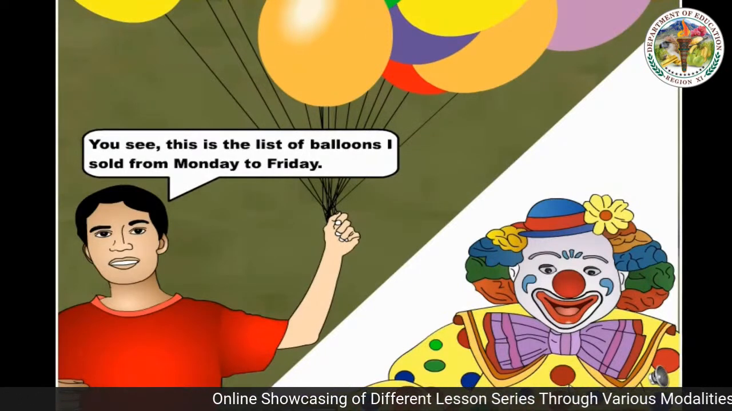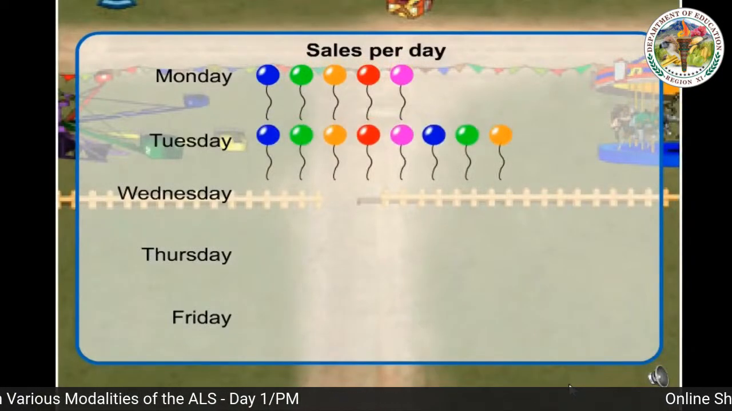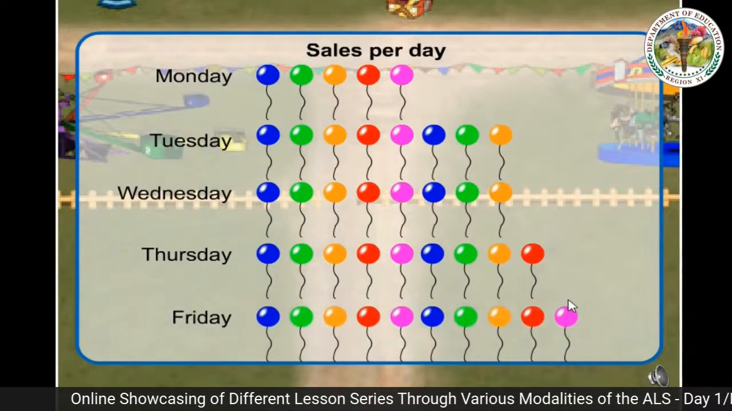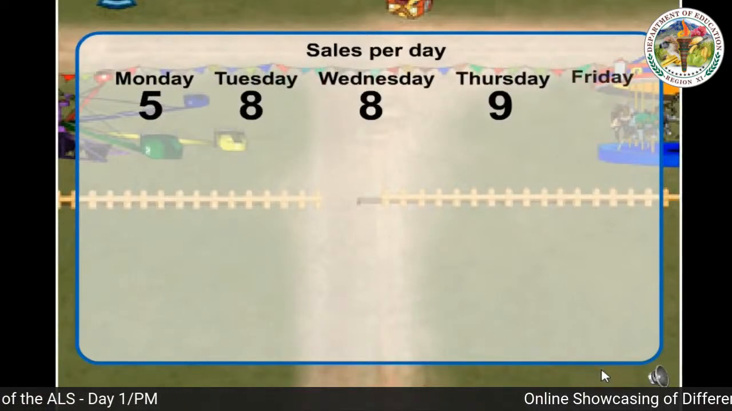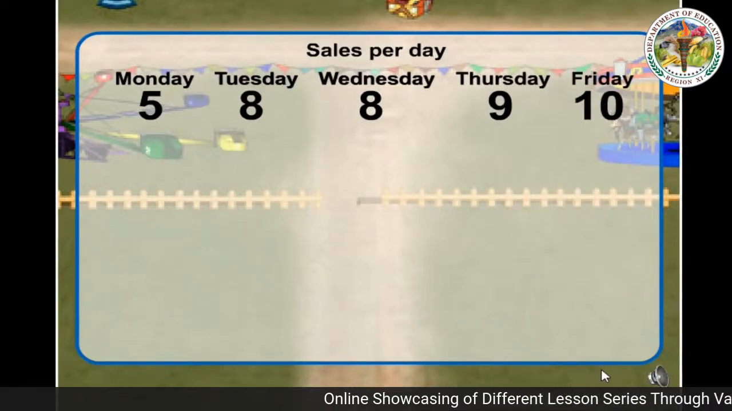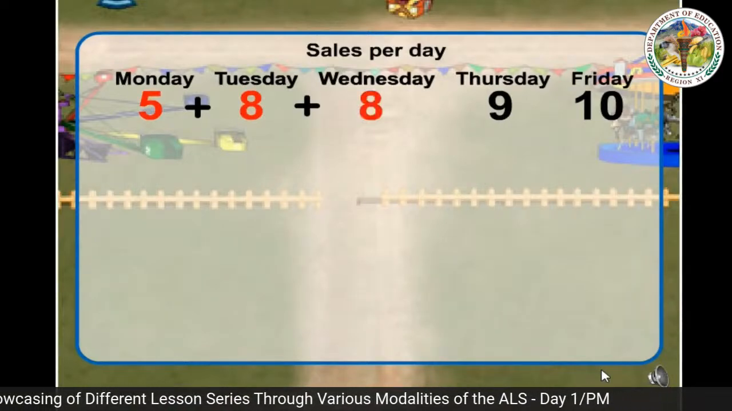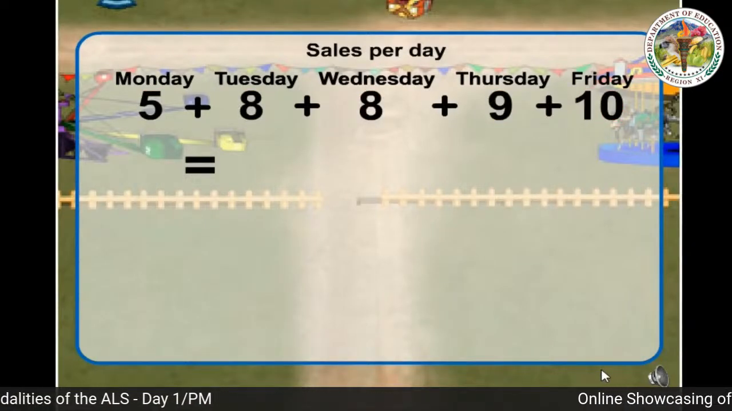You see, this is the list of balloons I sold from Monday to Friday. I was able to sell 5 balloons on Monday, 8 balloons last Tuesday, 8 balloons again last Wednesday, 9 balloons on Thursday, and 12 balloons yesterday. In order to get the normal number of balloons I sell in a day, we have to add all the balloons I sold from Monday to Friday. So, I have 5 balloons plus 8 balloons plus 8 balloons again plus 9 plus 10. The answer will be 40.